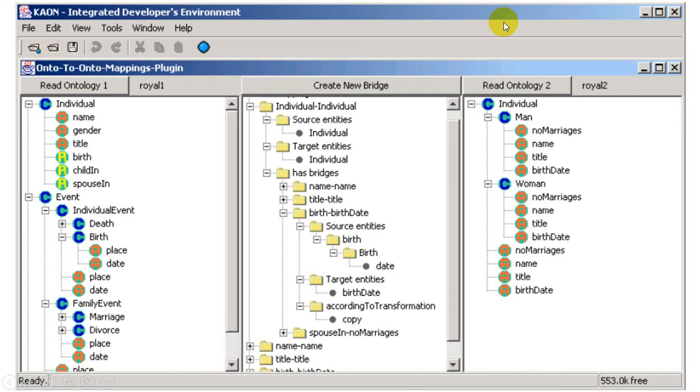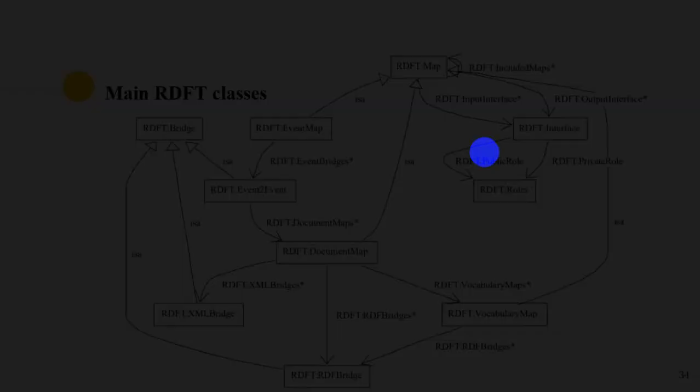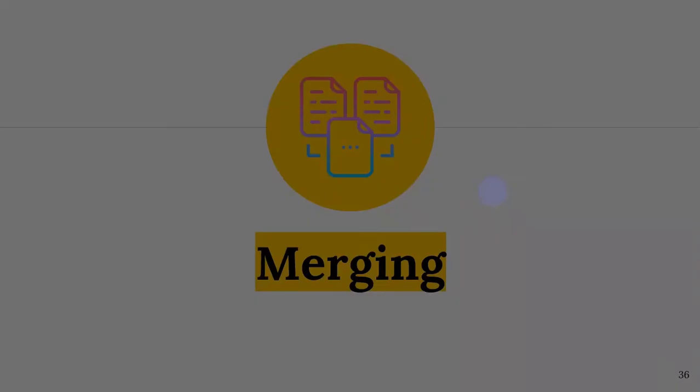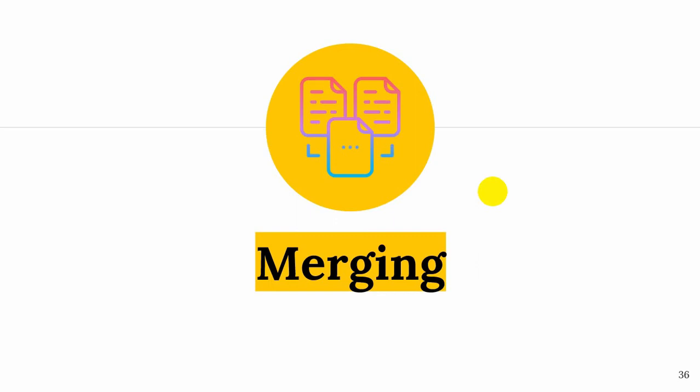A screenshot of the user interface for mapping specification is presented in the following figure. In this example, two ontologies have been opened side by side, and in between, an instance of the semantic bridging ontology is created using a simplified user interface. I'm going to skip the second example here, and the last process is merging.